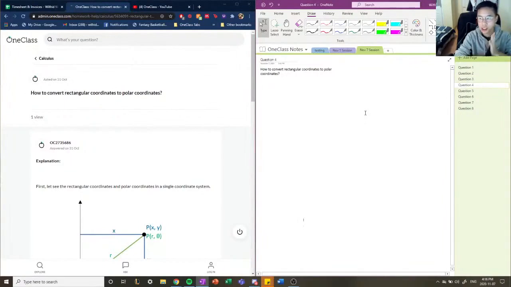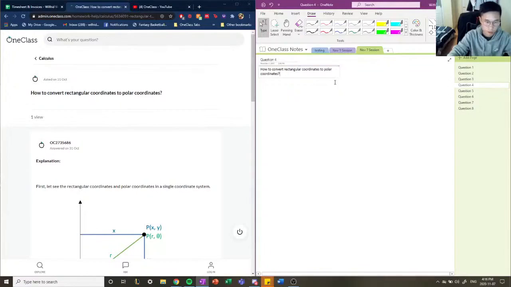All right, so this is more encapsulating, I guess, level 2 university mathematics, so advanced calculus. But I feel like this is a very important concept that we can teach today. So the question reads, how do you convert rectangular coordinates to polar coordinates?